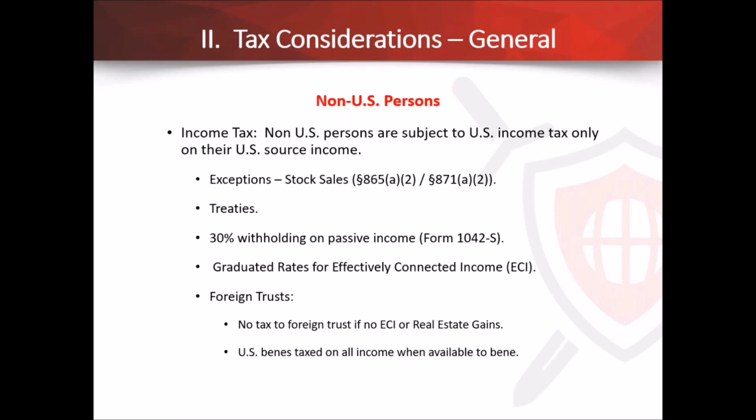Right. And it's just important to note that if you do have a non-grantor foreign trust for income tax purposes, the U.S. beneficiaries are only taxed on the income when it becomes available to them through a distribution. Just to keep that in mind when they receive a K-1 of income. Since they're U.S. residents, they would have to report the income on their income tax return.